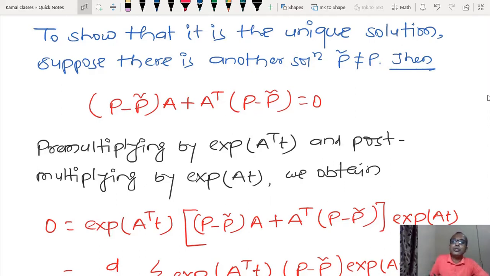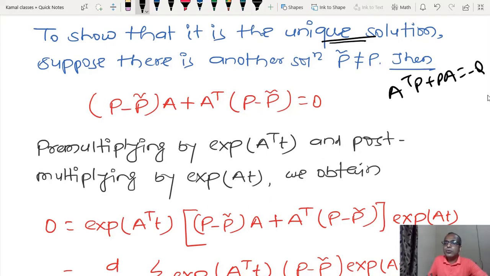Now let us come to the uniqueness. I am going to tell that if A is Hurwitz, then I also have a unique P. So there is only one choice of P if you are going to fix the Q. So what I am going to do is suppose there exist two P. If there exist two P, then for the same Q, two equations are going to be satisfied.